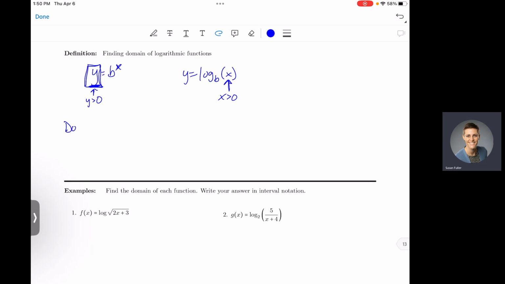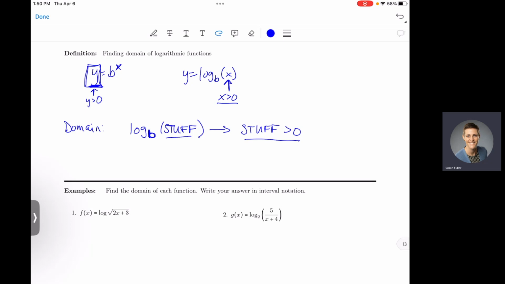Now, what does that mean for domain? Well, we're going to add a domain rule. If you have the log base b of some stuff, again, I don't care what your base is. It can be any base of a logarithm that you want. And if you have any kind of stuff inside a logarithm, we have to make sure that the stuff inside our logarithm is strictly greater than 0. Again, that's because the input here has to be greater than 0. The stuff inside needs to be greater than 0.